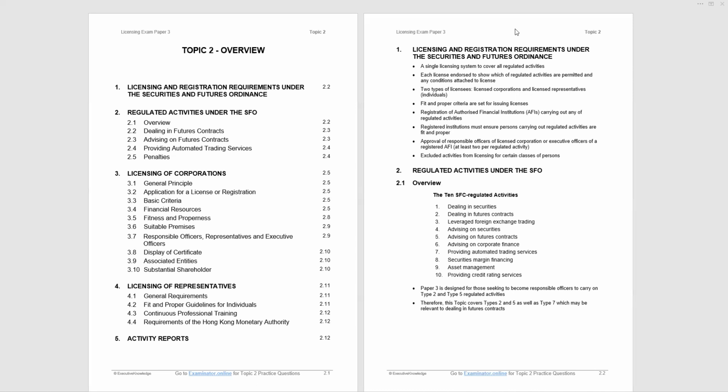So looking at page 2.2, right at the top, we list all the areas that we're going to be looking at in this topic. So there's a reminder of what the 10 regulated activities are. And as we've said at the bottom, paper 3 is designed for those seeking to become responsible officers carrying out type 2 and type 5 regulated activities.